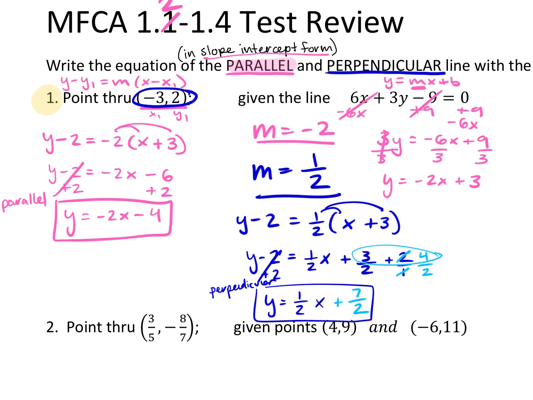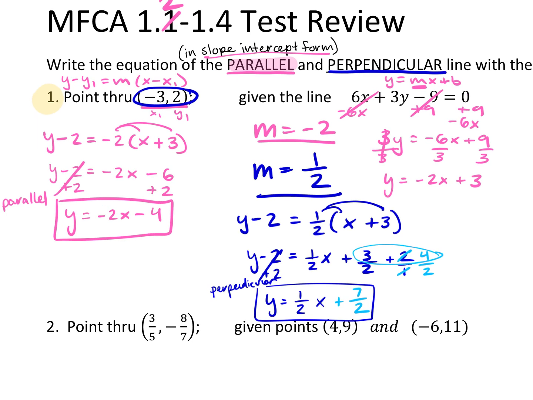So this is kind of asking us for two different things. First, we wanted to find the slope of the line that was given. When it's asking us for the parallel, we know it's the same slope. When it's perpendicular, it's opposite reciprocal slope. So we flip the number and flip the sign.